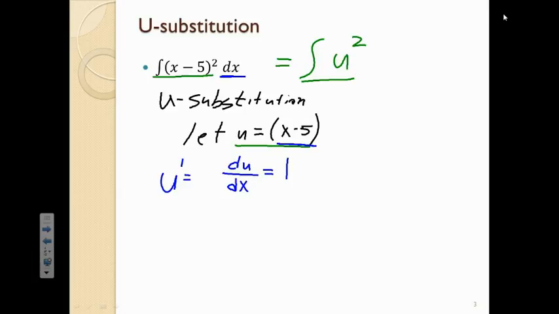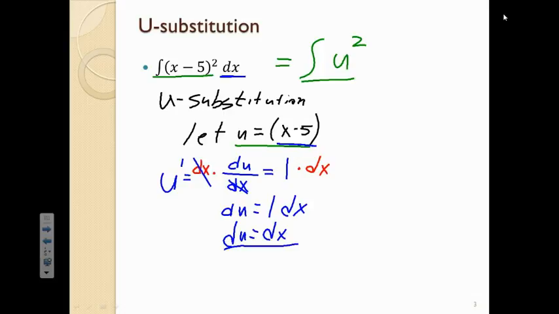Now, what happens here is we look at du and dx as having algebraic values. So what I can do is multiply both sides by dx. When I do that, the dx will cancel off, and I get du is equal to 1 dx. We don't really need to write the 1. We simply could say that du is equal to dx. In this case, du and dx are equal to each other.